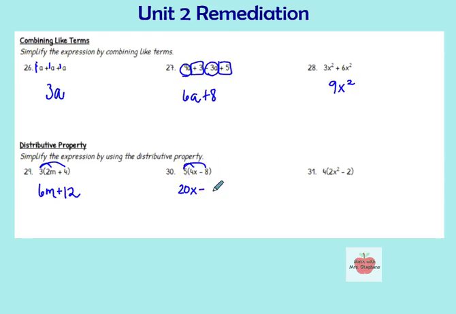Number 30, 5 times 4x is 20x. 5 times 8 gives us minus 40. 20x minus 40 is your final answer. In the last one, 4 times 2x squared is 8x squared minus 4 times 2, 8. 8x squared minus 8 is your final answer.